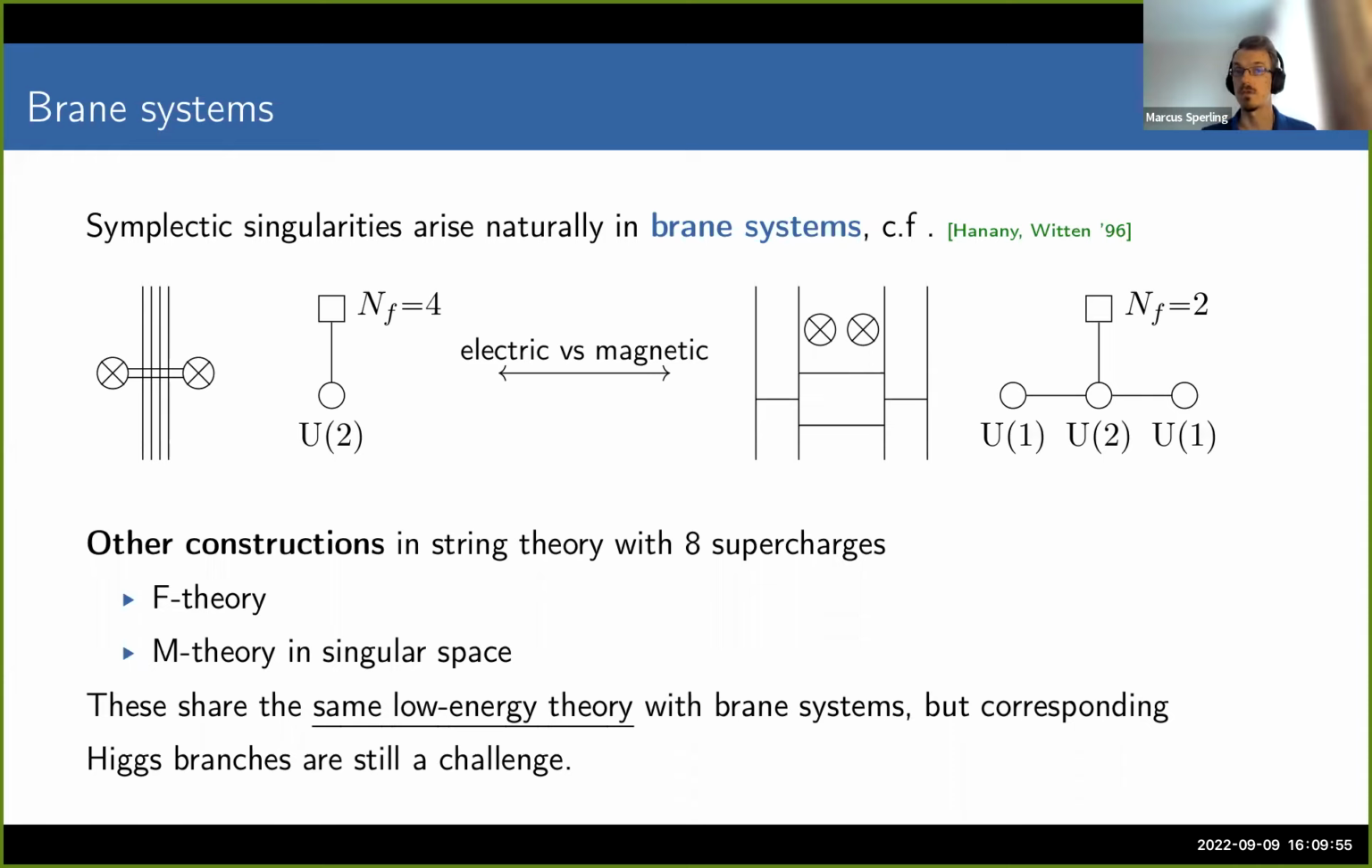Of course, brane systems are not the only thing that give rise to theories with 8 supercharges in string theory. We also know there's F-theory and M-theory on singular spaces. And they do give us the same low energy descriptions, but the Higgs branches are still a bit more challenging than the ones we have from brane systems.